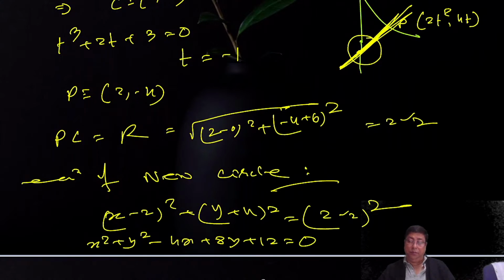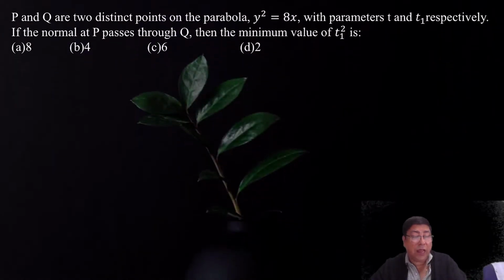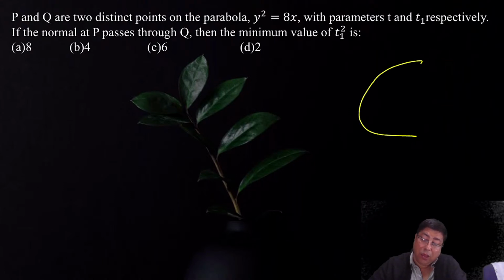Let us go to the next one. P and Q are two distinct points on the parabola y² equal to 4x with the parameters t and t1. If the normal at P passes through Q, this sum is a very basic concept of the parabola: t2 equal to −t1 − 2/t1.